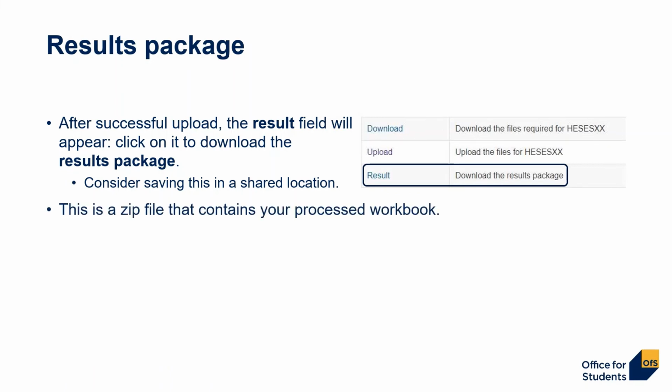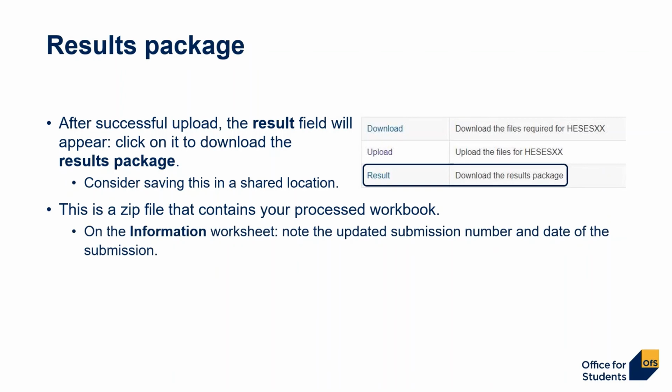This processed workbook is a recreation of the one that you uploaded, and in it, on the information sheet, is an updated submission number and the date of the submission. These are used to identify this version of the workbook during the data verification phase and ultimately in signing off your data.